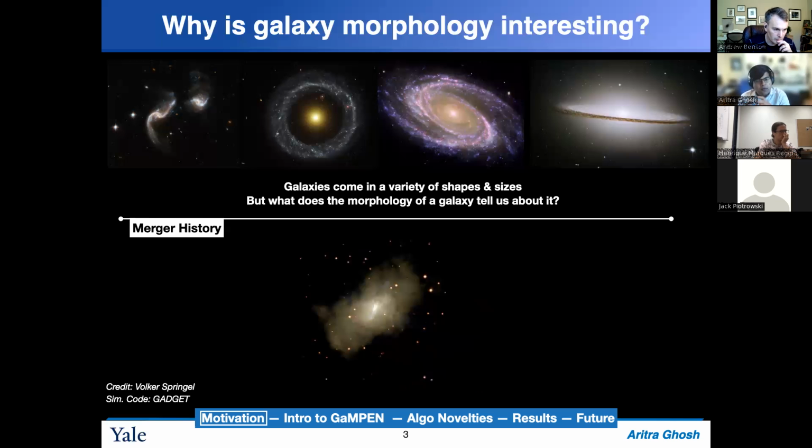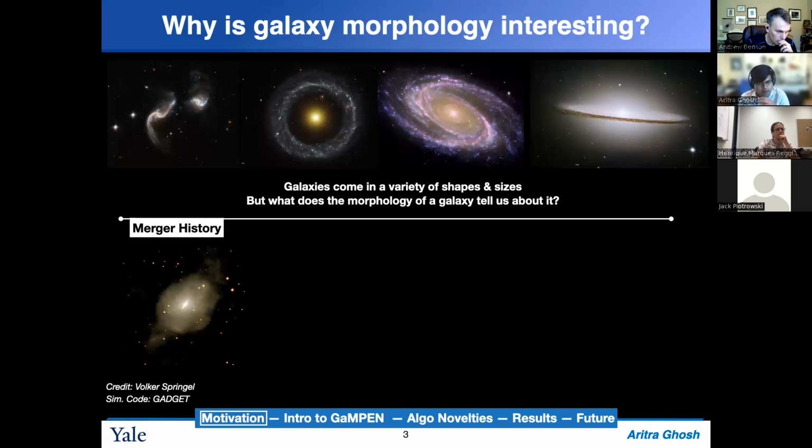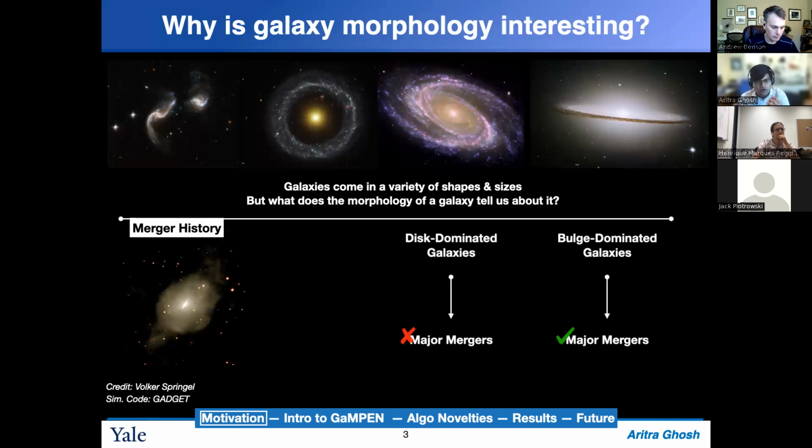So the point being that morphology is interesting in its own right, of course, but it can also be used to trace other things. For example, if you see a disk-dominated galaxy in its current state, you can be pretty sure that it did not have a major merger in the recent past. On the other hand, if you see a bulge-dominated galaxy, then there's a certain chance that in the recent past it might have had a major merger. So essentially, you can use morphology to trace the merger history of galaxies and therefore identify galaxies on different evolutionary pathways.